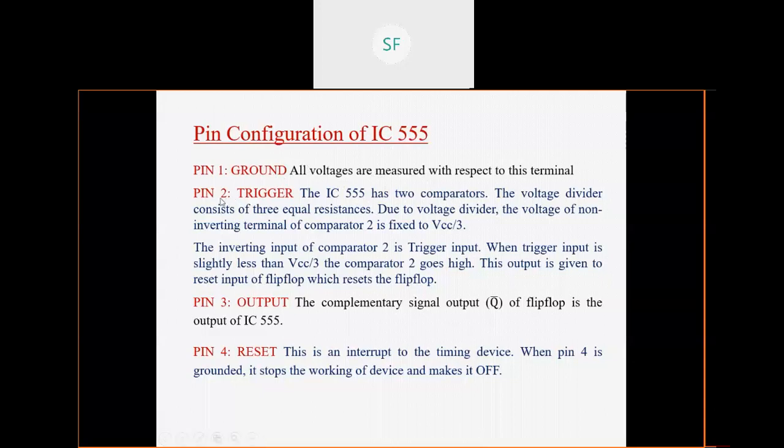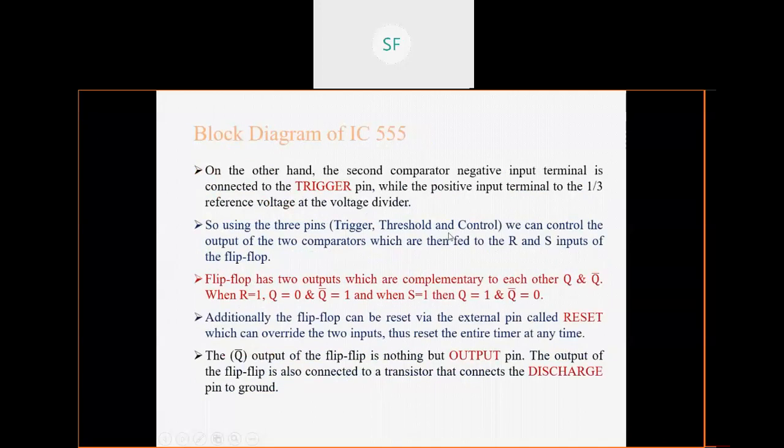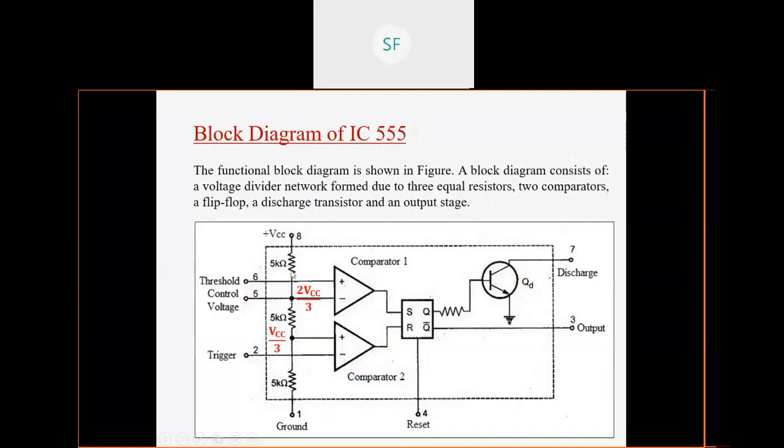Then pin number 2 is trigger. The IC 555 has two comparators. The voltage divider consists of three equal resistances. Due to the voltage divider, the voltage at the non-inverting terminal of comparator 2 is fixed to VCC by 3.